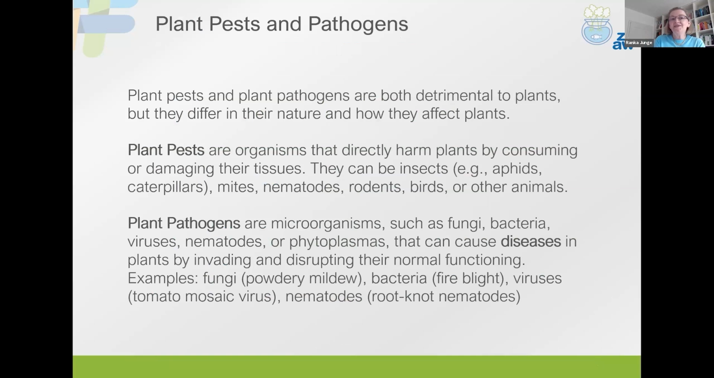So, what are plant pests and pathogens? They are organisms that directly harm plants either by consuming them or damaging their tissues. Pests can be insects, but also rodents, birds, or other animals. While plant pathogens are microorganisms like fungi, bacteria, viruses that cause diseases in plants by invading them and disrupting their normal functioning. One of the most well-known are fungi, for instance powdery mildew, or bacteria with fire blight, or viruses like tomato mosaic virus, or some nematodes.